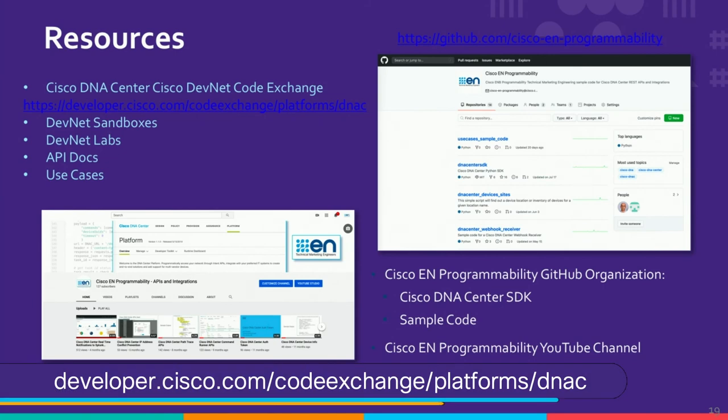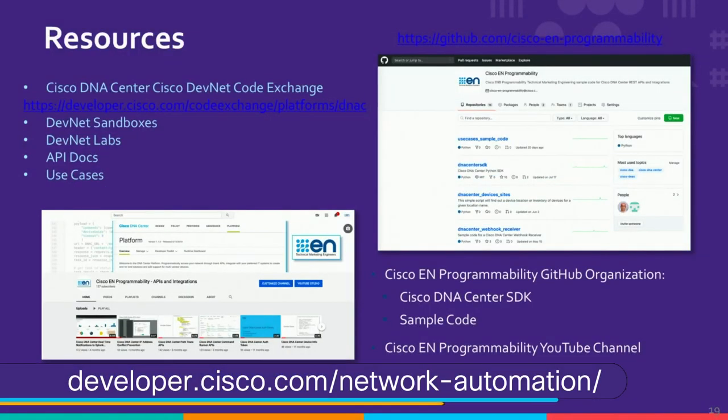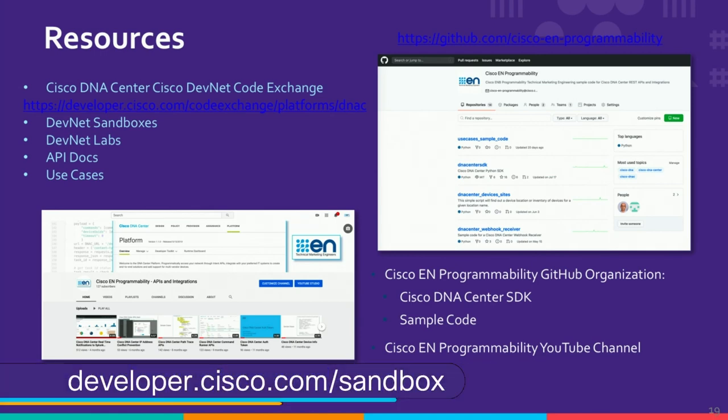How do we get started? How do you get started to build your own integrations? Cisco DNA Center on DevNet has a code exchange and automation exchange that will enable you to find sample code like this and get you started. Also, DevNet has a number of different sandboxes and labs, and you can find the API documentation for Cisco DNA Center.